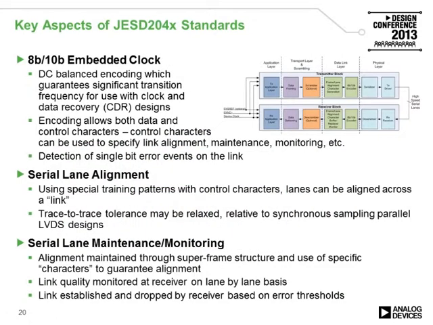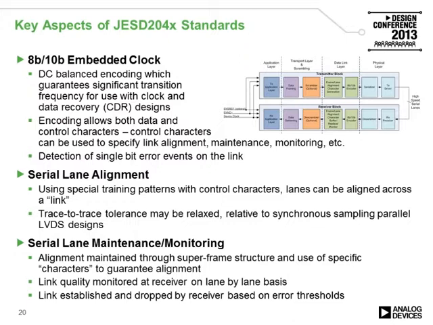Let's now take a look at some key aspects of the JESD204 standards. An 8B/10B embedded clock is utilized, which uses DC balanced encoding. This guarantees significant transition frequency for use with clock and data recovery techniques. This encoding allows both data and control characters to be used. The control characters can be used in specifying link alignment, maintenance, monitoring, etc. This encoding also allows for the detection of single bit errors that may occur on the link.